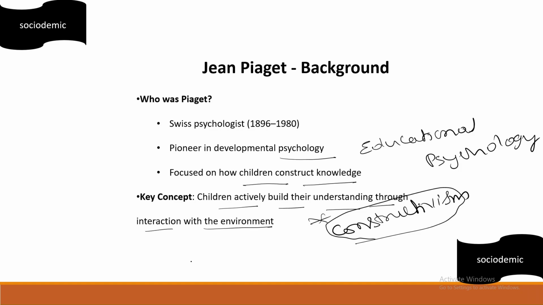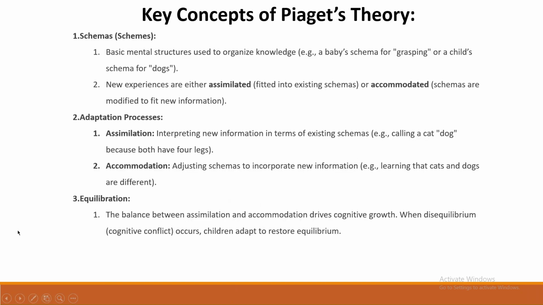See, in the earlier example, what we discussed, there is a smell from outside, that is the environment. There is a stimulus. The stimulus is encountered by our sensory organs, so that comes under environment. Through this encounter, through this interaction, the cognitive development of a child develops in different stages that have been proposed by Jean Piaget. See, in Jean Piaget's theory, there are mainly three types of functions: schemas, adaptation process and equilibration.